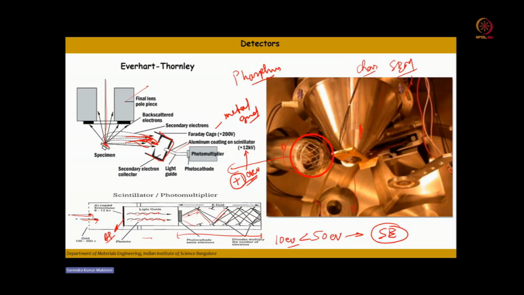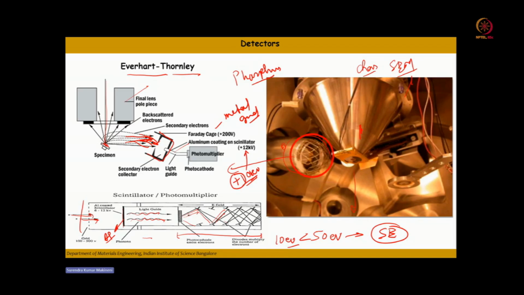In the case of backscattered electrons, they also hit the ET detector. These detectors are called Everhart-Thornley detectors. Along with the secondary electrons, it is possible that the backscattered electrons also hit this scintillator. So the image formed from the secondary electrons with this detector is not 100% secondary electron. There might be a contribution from the backscattered electrons also.